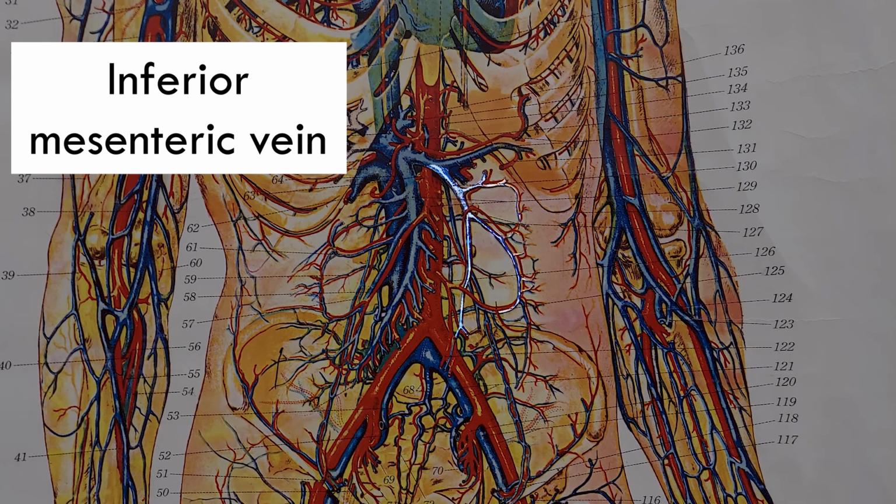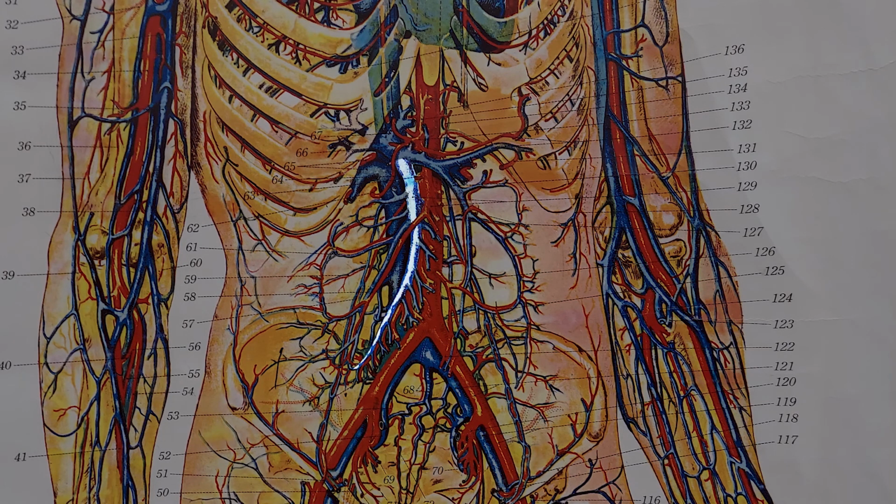The inferior mesenteric vein and its branches are bringing blood from the left half of the large intestine. Unlike the superior mesenteric vein, which empties into the hepatic portal vein, the inferior mesenteric vein empties into the splenic vein, which then empties into the hepatic portal vein.